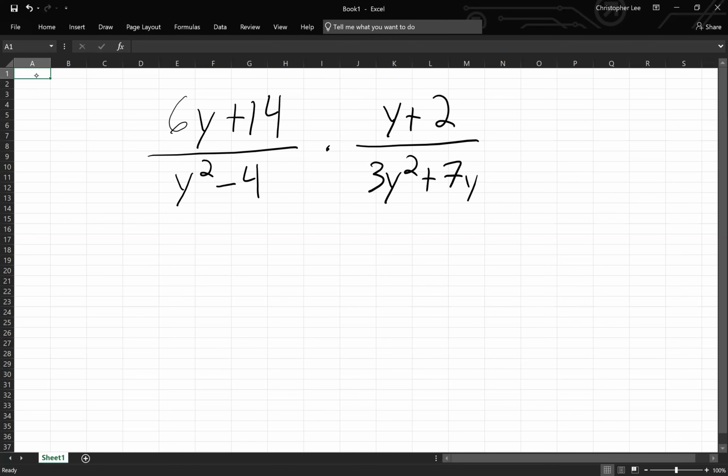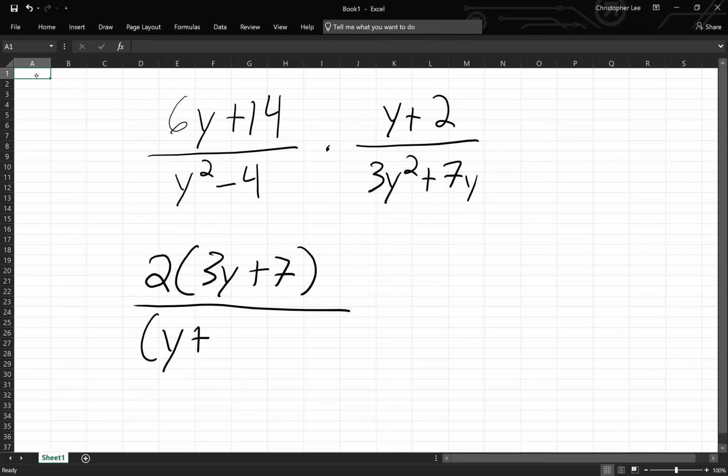All right, good. So I'm gonna start off with the 6y plus 14, right? What's the greatest common factor there? 2, right? So I'm gonna factor out a 2, and what am I left with? 3y plus 7, that's excellent. Now I'm looking right below it, the y squared minus 4, right? Y plus 2, y minus 2, excellent, times. Now I'm gonna use a dot for multiplication for this. This is gonna be y plus 2, right?